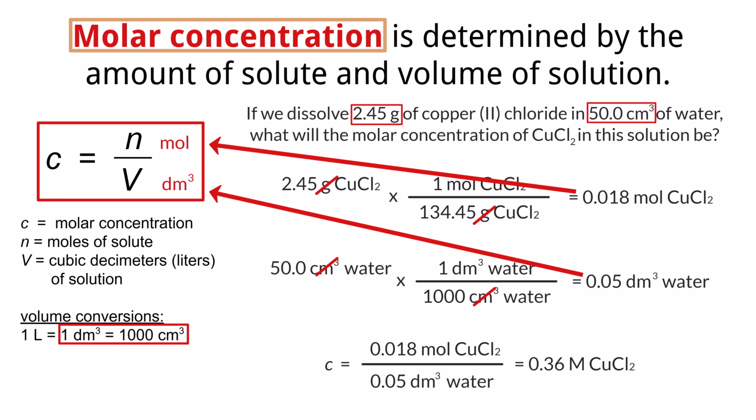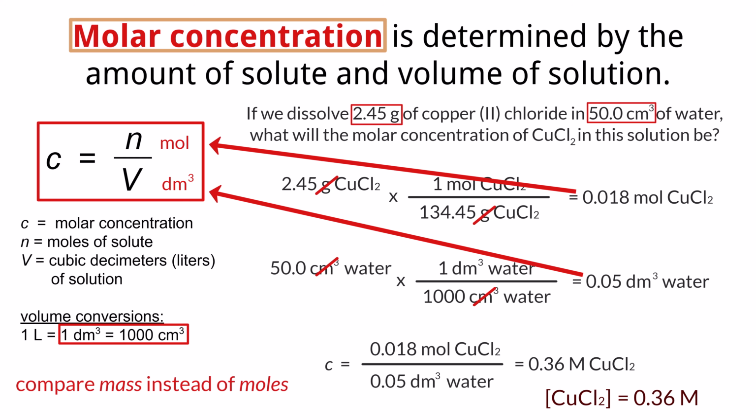A chemical formula written in square brackets is the correct notation to express molarity of a substance. So for this last example, we would write our answer as open bracket CuCl2 close bracket equals 0.36 molar. Looking back at the molarity equation, we find the molarity by dividing moles over volume. But sometimes chemists want to compare the mass instead of the moles, in which case we can use a very similar equation. We simply remove the moles in the numerator and use the mass instead, which is represented in grams. We call this equation the mass concentration, which is represented by a lowercase p.